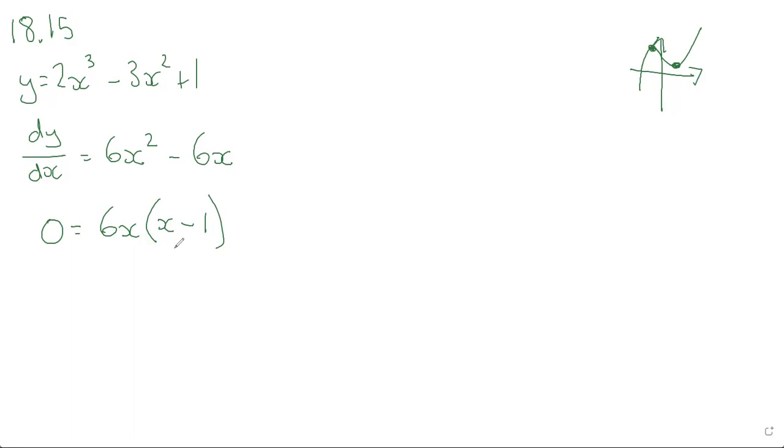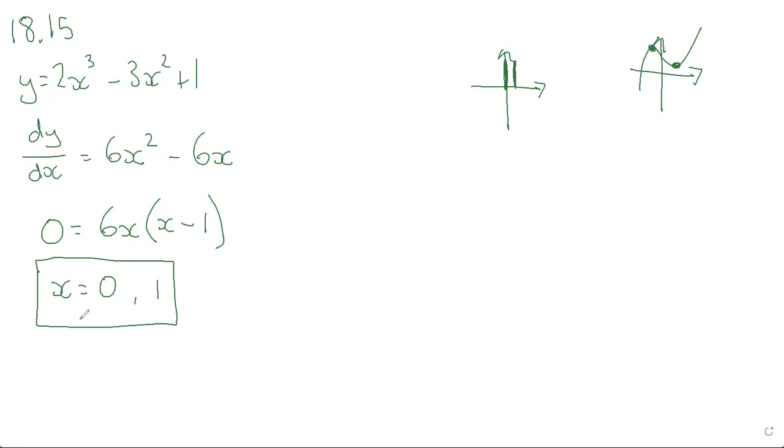Now, for this statement to be true, anything times 0 is 0. So either this bit equals 0 or this bit equals 0. So then x equals, well, this bit has to be 0. 6 times 0 is 0. And this bit has to be 1 because 1 minus 1 is 0. So these are the 2 points on the x coordinate line where there are turning points. So if I was going to draw it, there's a turning point somewhere where x is 0 and somewhere where x is 1. I just don't know the y coordinate.